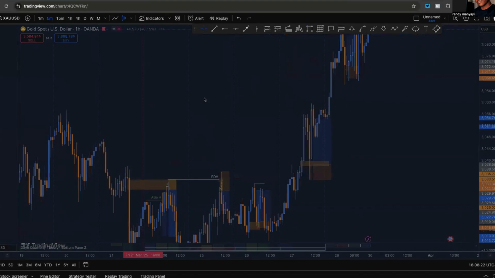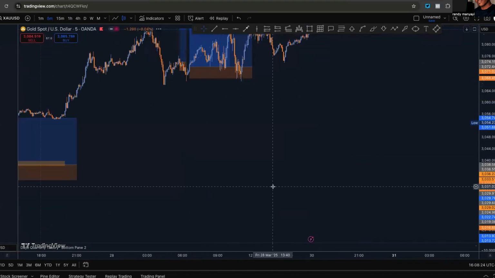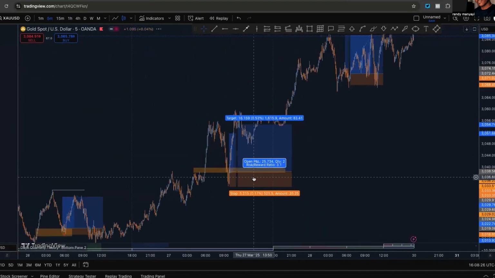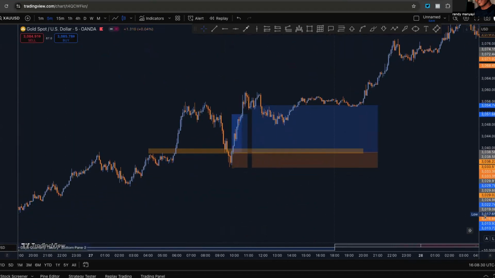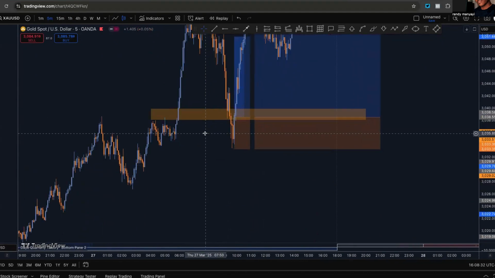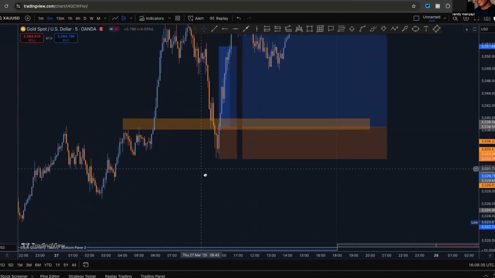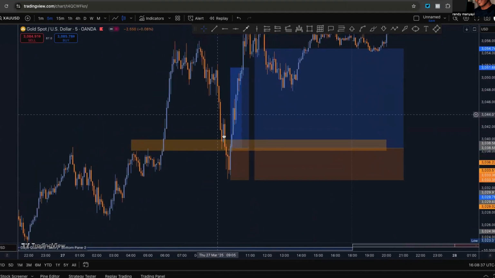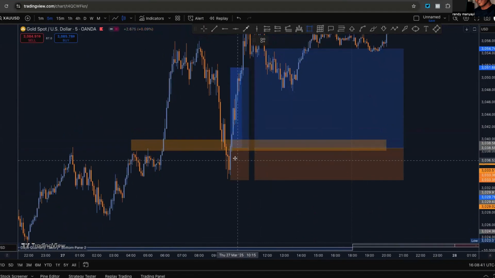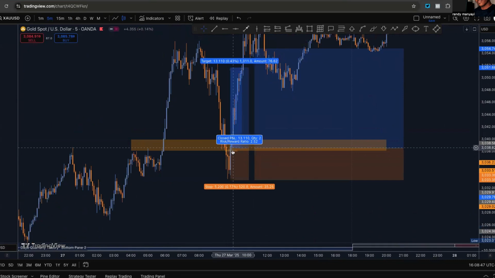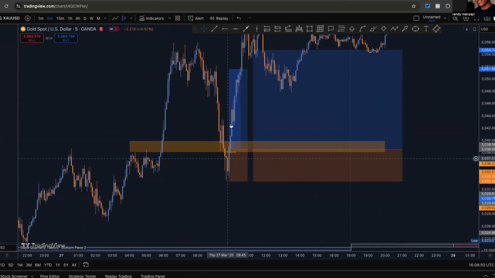So let's go to the M5 to see where I actually got my entry from. On M5, something very interesting happened. As you can see, price tapped the zone, and then it left behind this FVG right here. That's more FVG, and as soon as price goes above here, that's when I enter. I actually entered two positions.